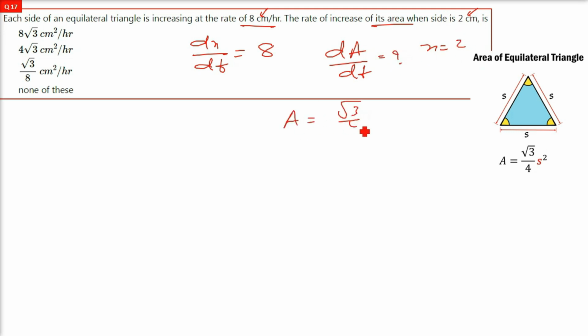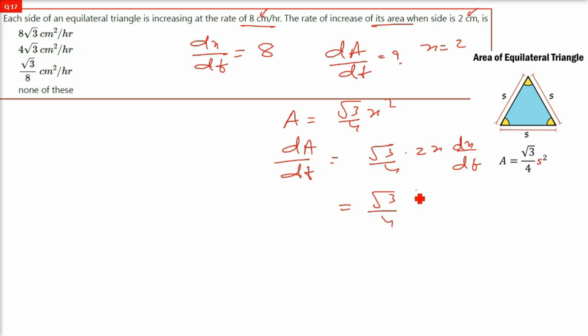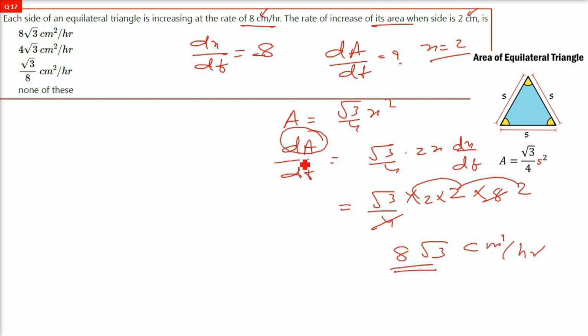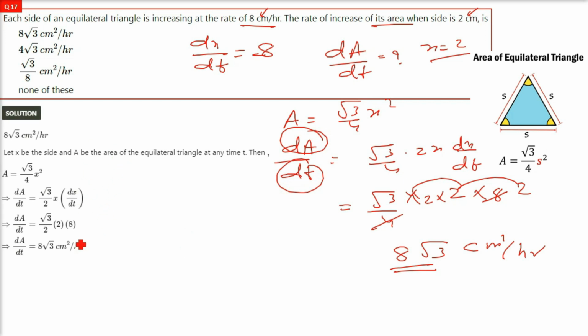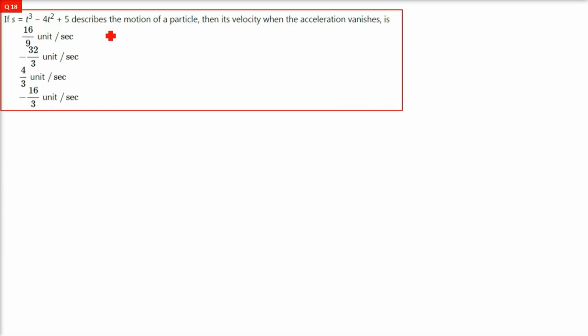So A is root 3 by 4 x square. dA by dt is root 3 by 4 into 2x dx by dt. So root 3 by 4, 2x is 2 here, dx by dt is also given as 8. So 8 root 3 is going to be the answer. 8 root 3 centimeters square per hour, which is also given in this part, which means the first option. Now S is given like this. It describes the motion of a particle, then its velocity when the acceleration vanishes is. Acceleration vanishes means a is 0.